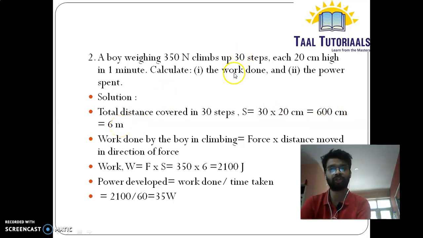Now the question is work done. Work is equal to force into displacement, where force is 350 Newton and displacement we found as 6 meters. So 350 into 6 becomes 2100 joule. Power is the second question. Power is equal to work by time, that is, work we have got 2100 and time is 1 minute, that is 60 seconds. We have to convert that. So 2100 by 60 we are getting as 35 watt.